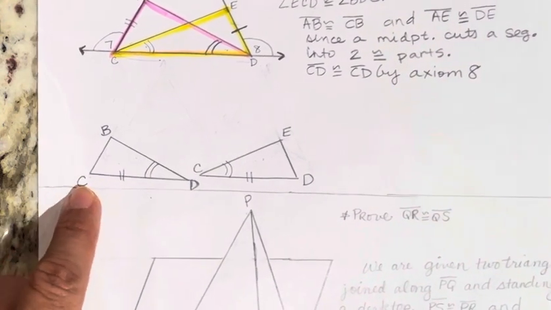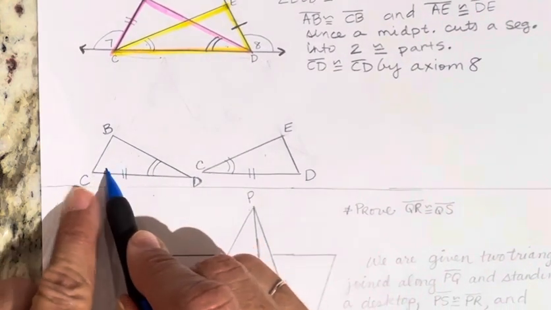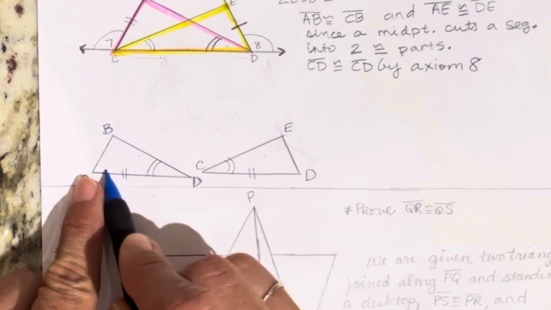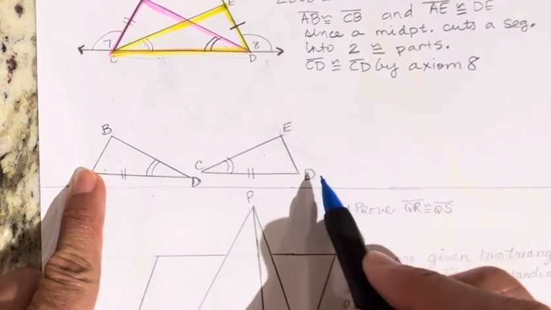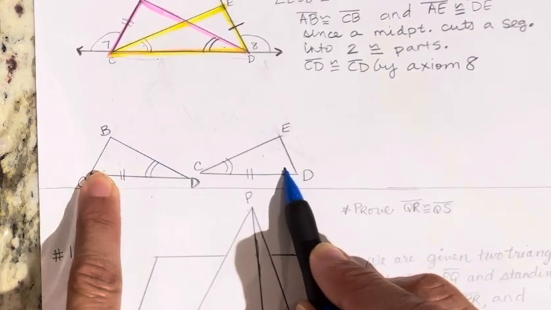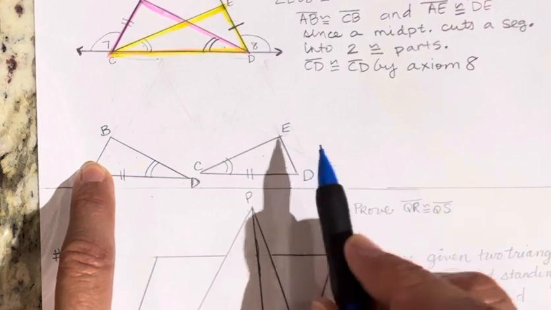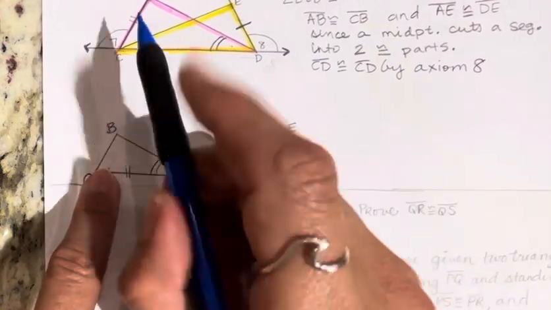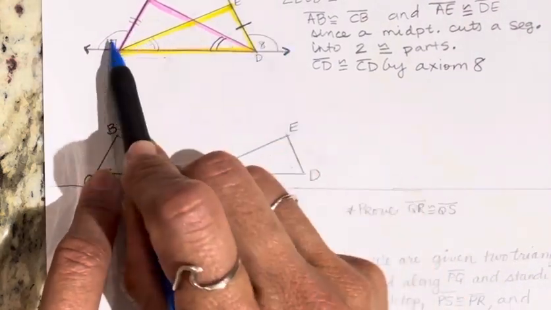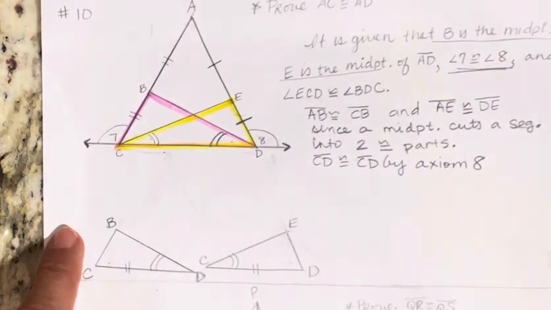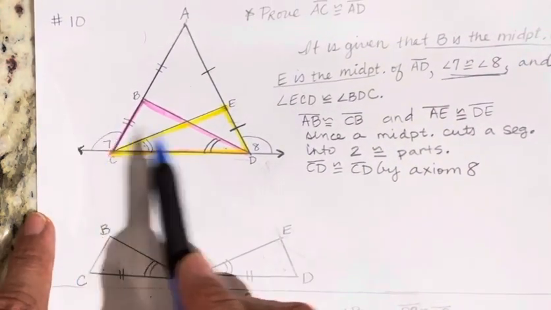Okay. Now, it would be nice if I got this angle, BCD, congruent to angle EDC, because if I did, then these two triangles would be congruent by angle side angle. Okay, but we don't have that yet. But notice that in the given, I have angles 7 and 8 congruent. So I'm going to do something with that.